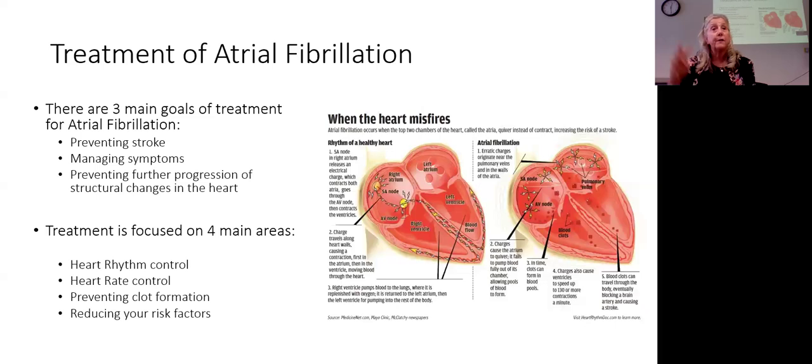So treatment is focused on 4 main areas: controlling the rhythm, because even if your heart was going fast and that rhythm was regular, you're going to get a unison of the atria, a unison of the ventricles. And so it's less likely that you're going to have time to form those clots. So getting that rhythm under control is one of the goals.